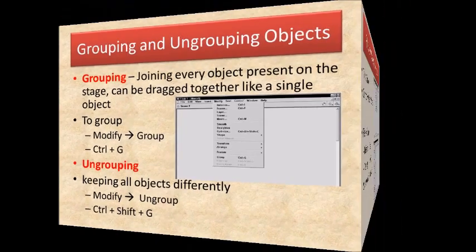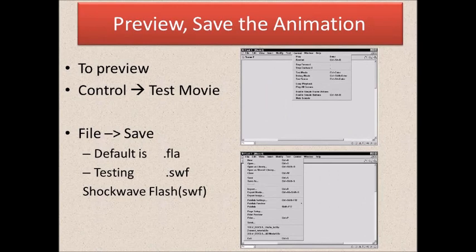Next is how we can preview the file and save the animation. To preview, you have to go to Control menu and click on Test Movie. Once you do that, you can see the preview of your animation. Next one is save. How to save, children? Yes, that is right. Go to File menu and click on Save. When you try to save, your default file name will be with the extension .fla, which means it is a Flash file. Once you test the movie, the extension changes to .swf. The expansion for SWF is Shockwave Flash.